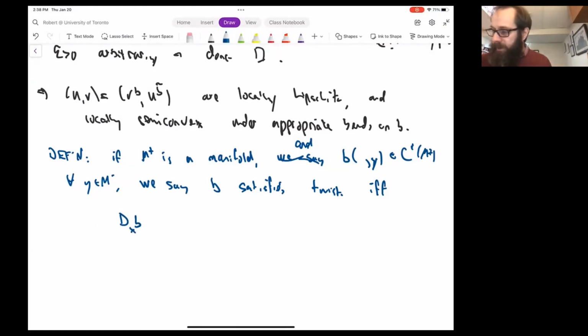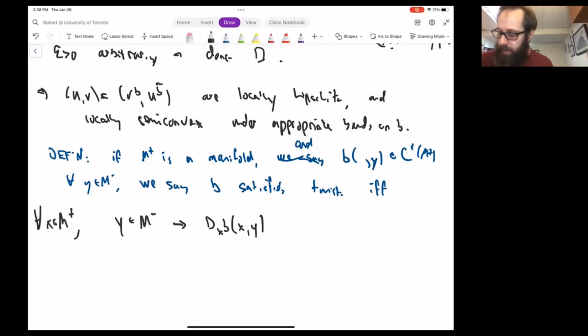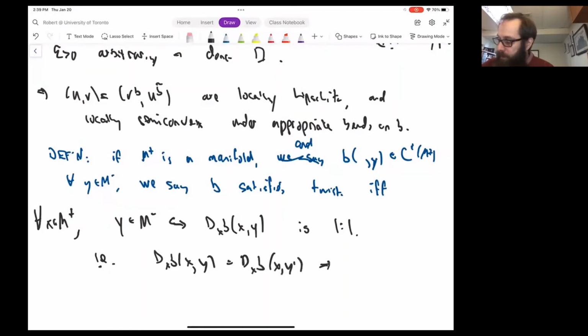let's see, there's clean ways to say this. What's a clean way to say this? The map y from m minus to the derivative with respect to x of B(x,y), so if for every x in m plus, this is a one-to-one map. That is, d_x B(x,y) equals d_x B(x,y') implies y equals y'.